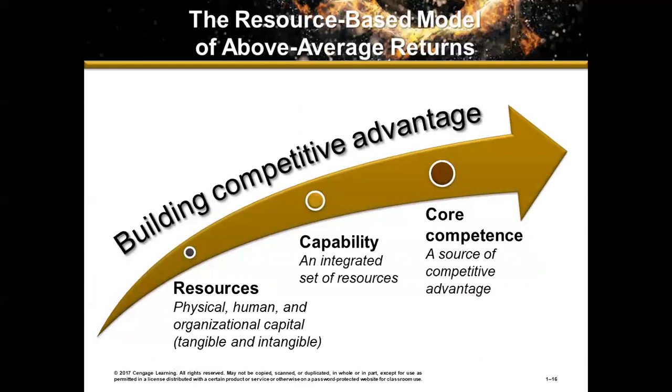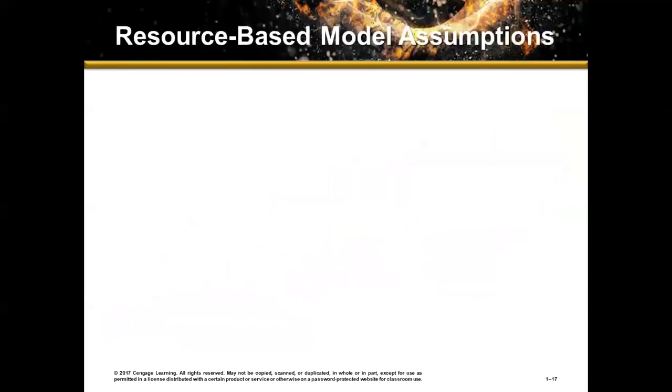The resource-based model of above average returns aims at building competitive advantage, focusing on the resources such as the physical, human, and organizational capital, whether it be tangible or intangible, as well as the capability, which is an integrated set of resources, and core competence, which is a source of competitive advantage.